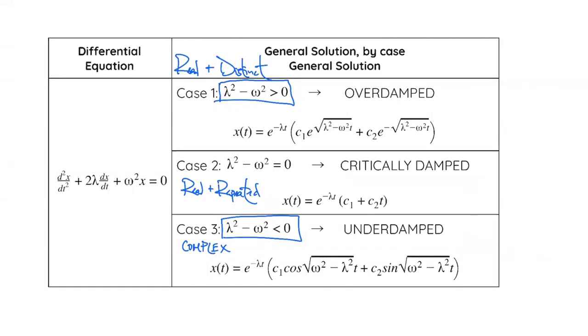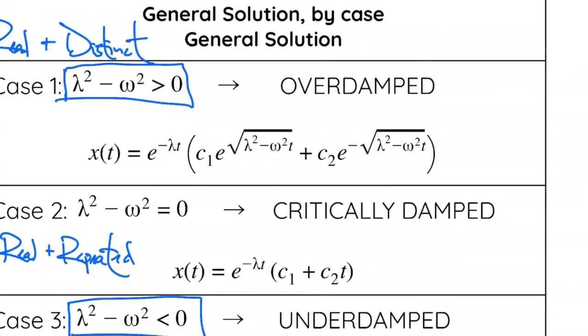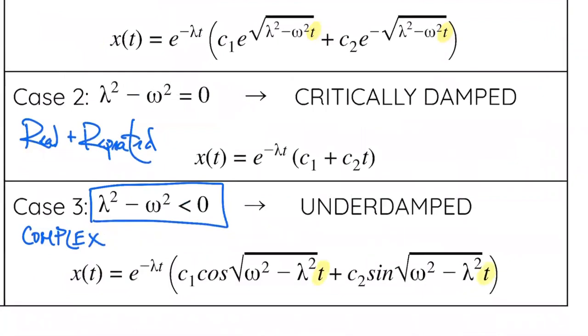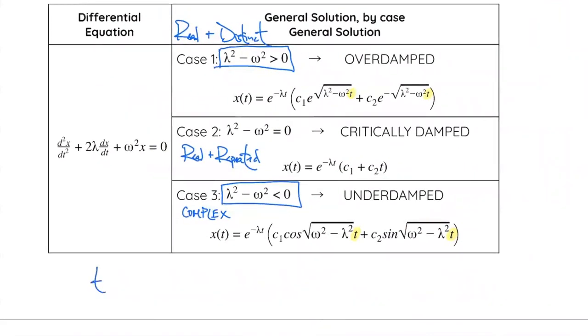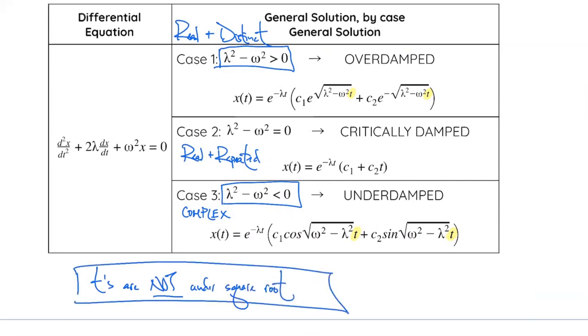Okay, so I think it's maybe easier. Is t included in those square roots? No, it is not. That's a great question. T is not. Okay. So if we zoom in here, maybe let's make this a nice bright yellow color. This t is not under the square root. And then again here, those t's are not under the square root. All right.